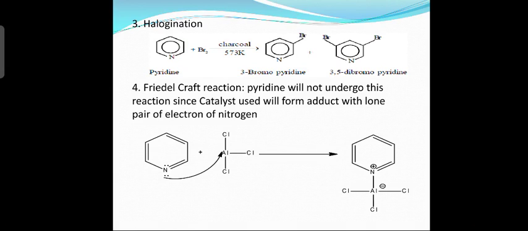Pyridine reacts with bromine in the presence of charcoal, temperature 573 Kelvin, to give a mixture of 3-bromopyridine and 3,5-dibromopyridine.